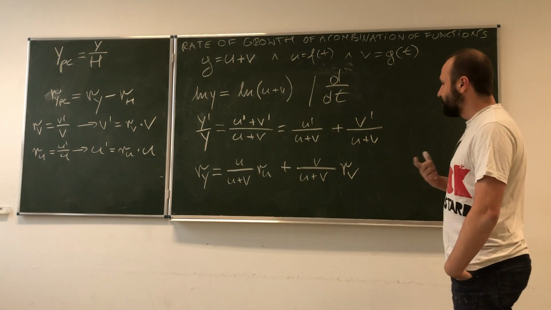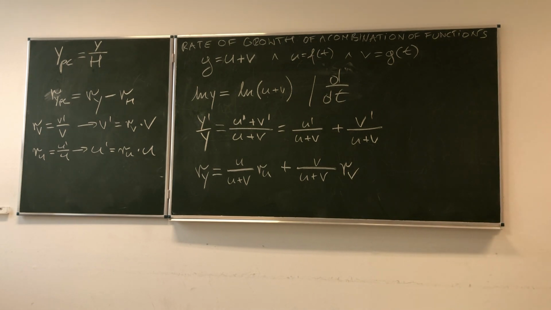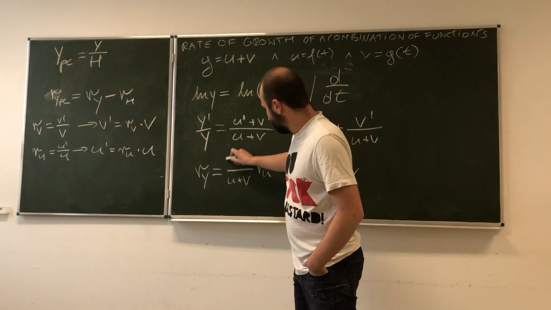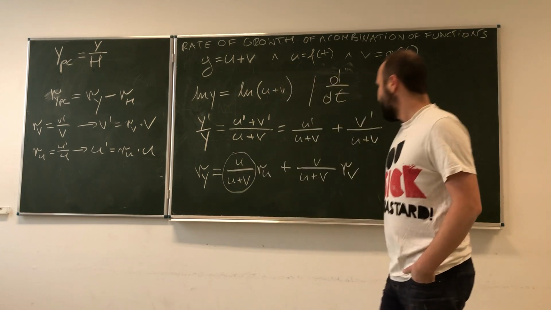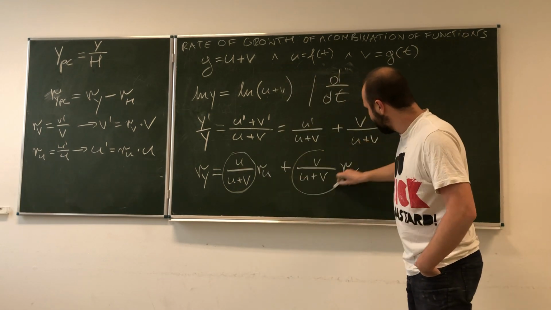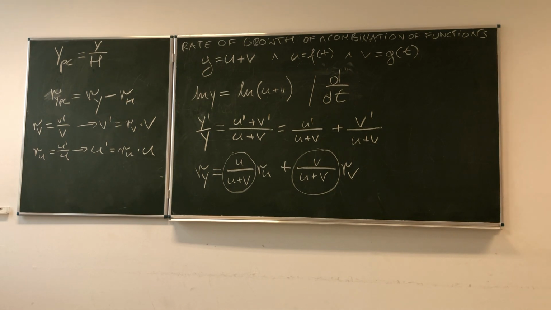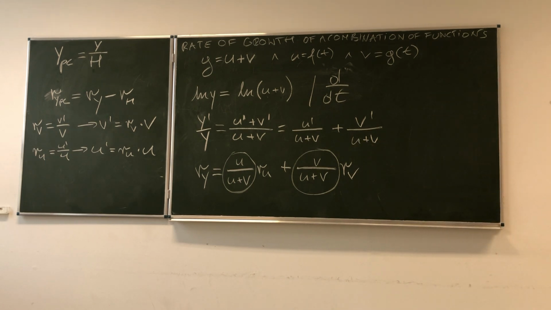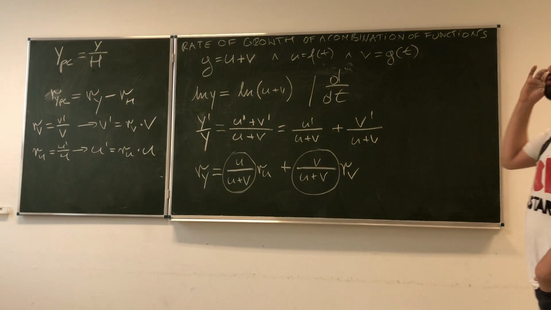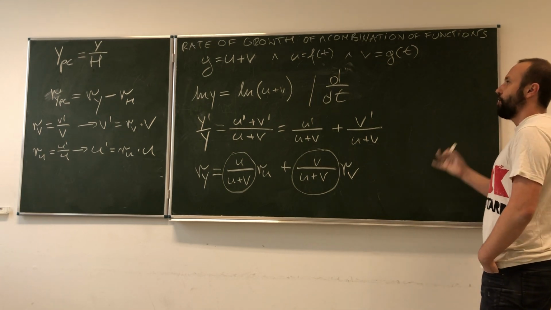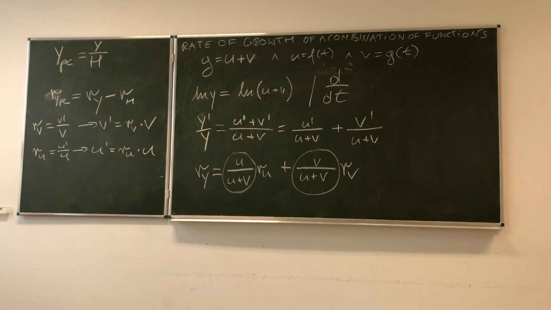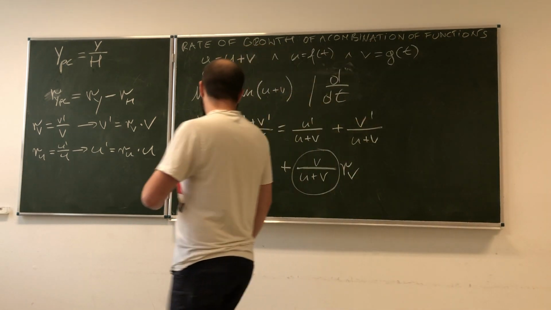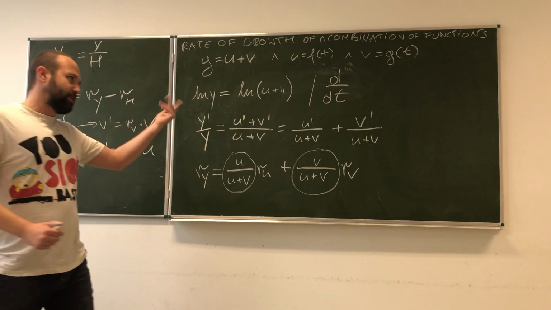Why? Let's notice a very simple thing. If I take this coefficient on the growth rate of u, and add to it this coefficient on the growth rate of v, I'm going to get 1. So it turns out that the growth rate of a sum of two expressions is equal to the weighted average of the growth rates. How does it work? It makes perfect sense when you think about it.